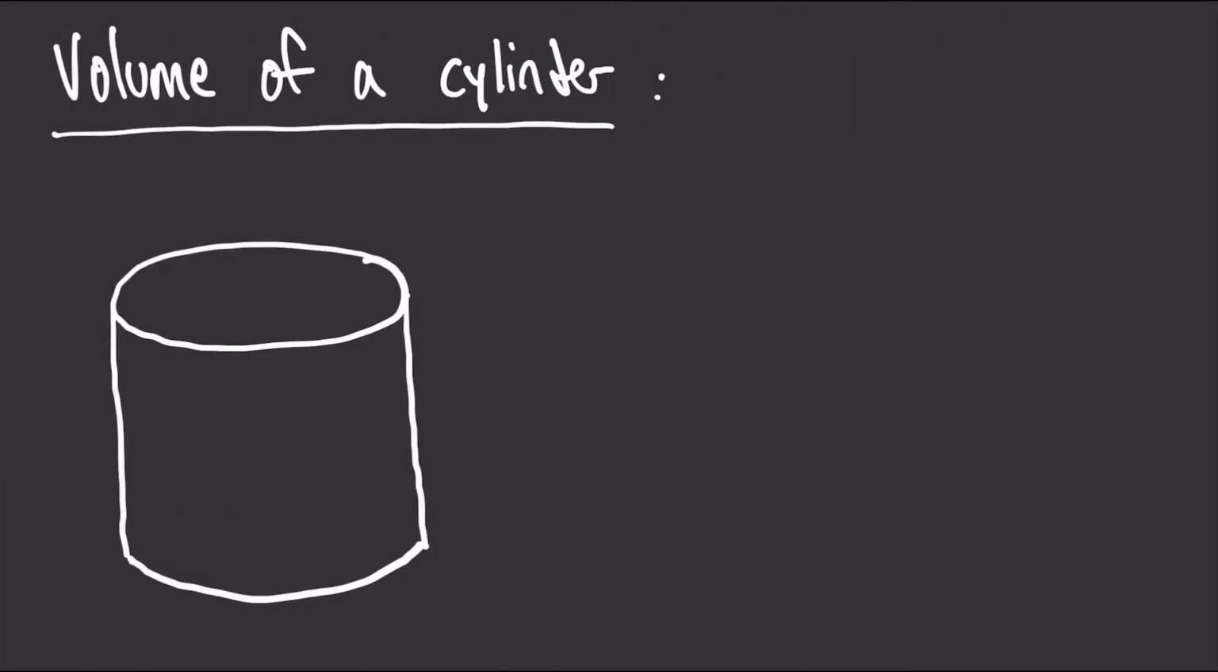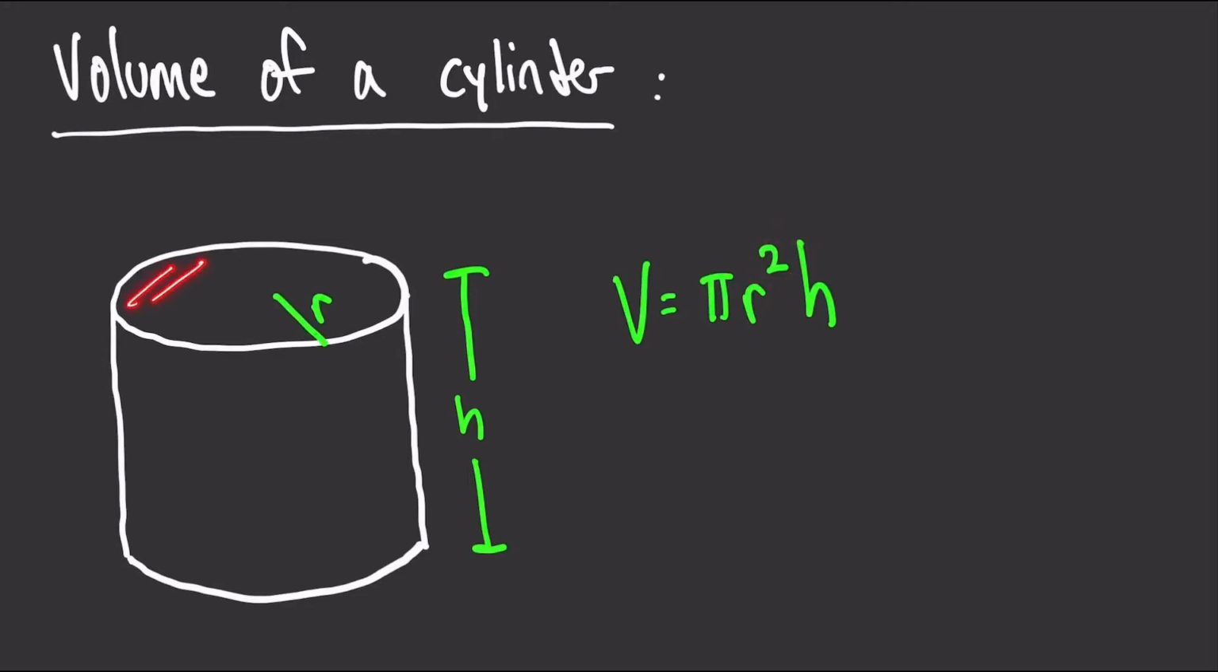So the next one we're going to talk about is a cylinder. A cylinder is like a can. There are two dimensions here. The first one being height, and the other one being radius. Now this volume formula is going to be pi r squared h. And that's how we get our three dimensions, because we square this one. So basically what we're doing is we're taking the area of the circle, that's your pi r squared, and then multiplying it by the height.